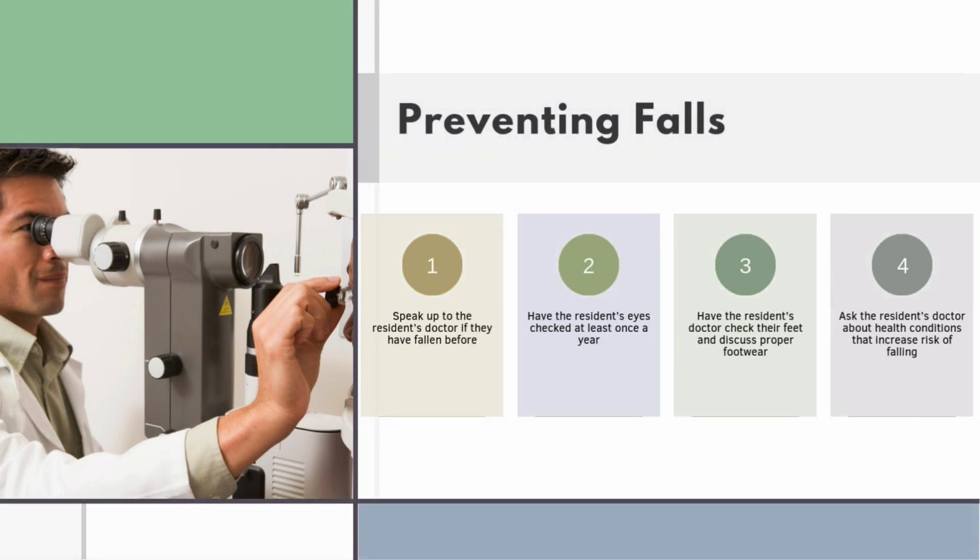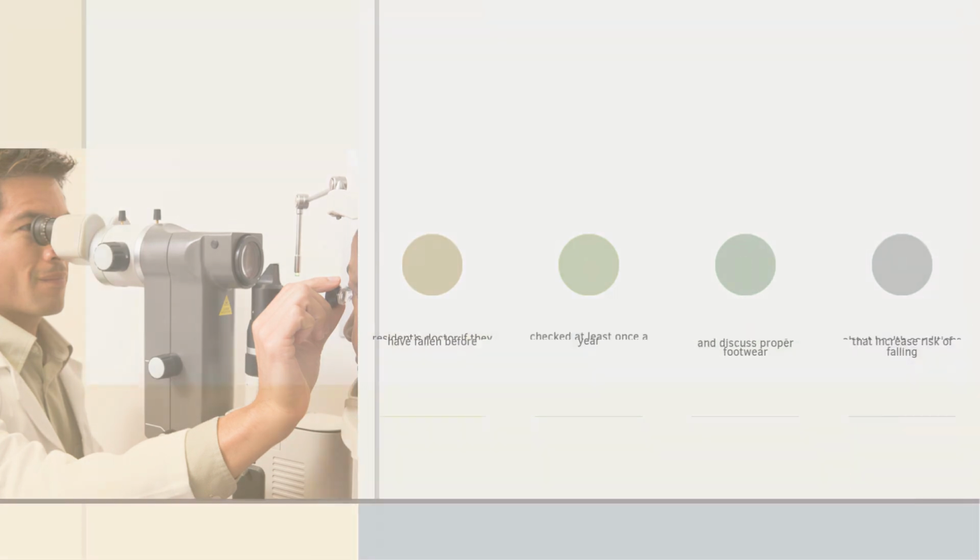If a resident falls, tell their healthcare provider right away. Speak openly with their healthcare provider about fall risks and prevention. Once a year, have each resident's eyes checked. Poor vision can increase the chances of falling. Also have their feet checked once a year. Discuss proper footwear with the provider and ask whether seeing a foot specialist is advised. Ask the resident's doctor about health conditions that increase risk of falling. Certain eye and ear disorders may increase risks of falls.